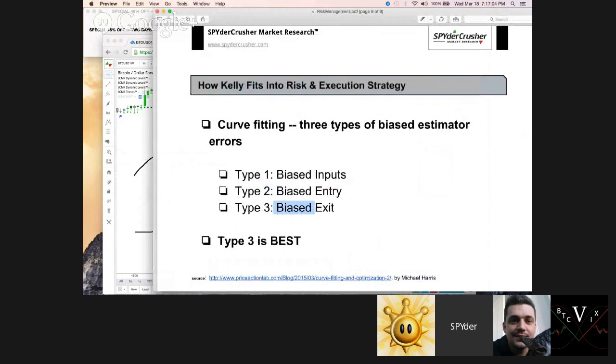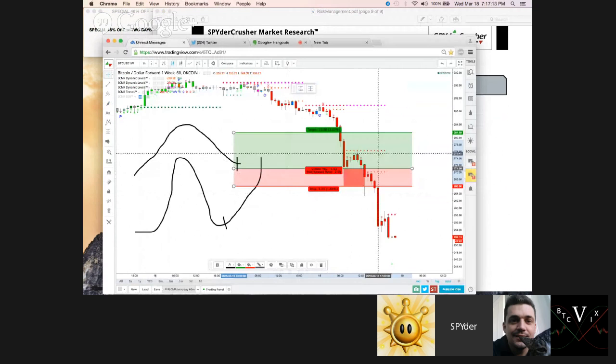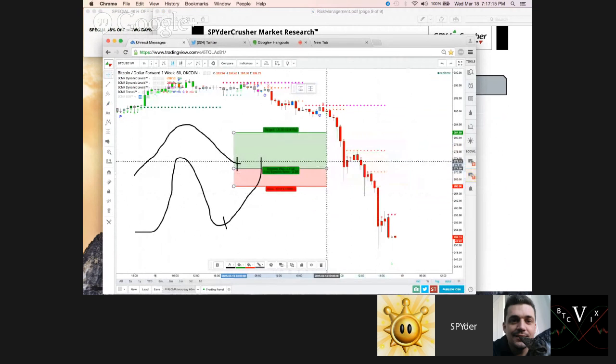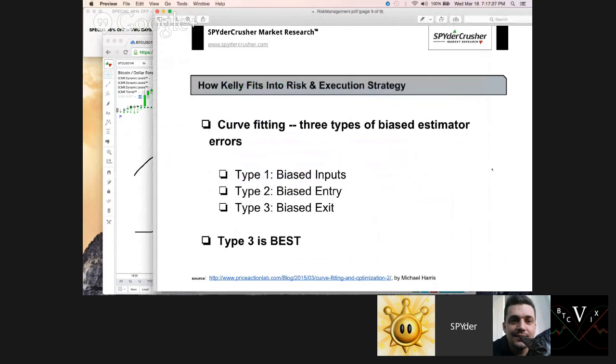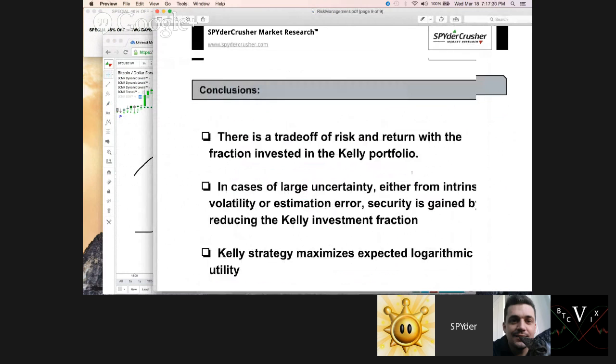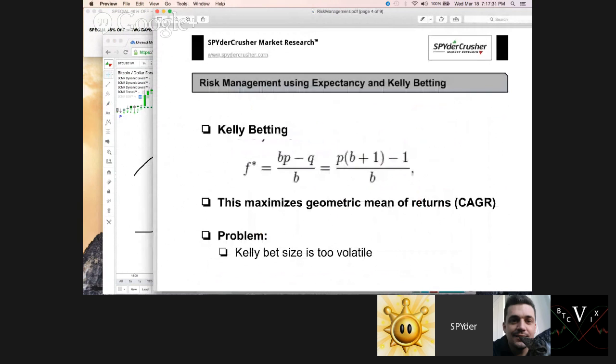The least biased, and they're all a little biased, but the least biased is where you have the consistent entry and the biased exit. So the biased exit is easy. That's just saying, should we be doing a 2 times risk reward ratio? Should we be doing a 2.75 times risk reward ratio? Should we be doing a 3 times risk reward ratio? And I'm hoping that I put this up. Oh, dang, I guess I must have left this slide out. Sorry about that.